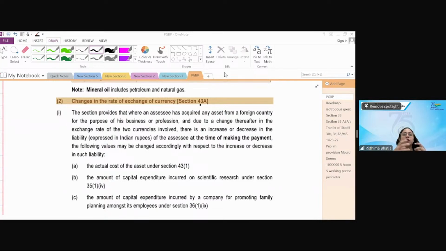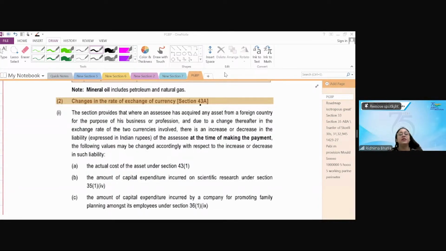Suppose I treated the capital asset in my books when the US dollar was 81. Now when I'm settling it, the US dollar went to 82, and the machinery was of, say, $10,000. So now the difference is a loss, right? Now I have to pay an extra 1 rupee per dollar, right? So this would be adjusted in my actual cost of the asset only.